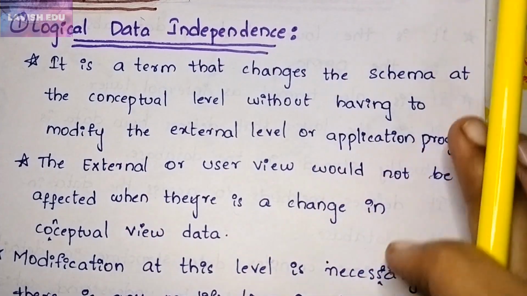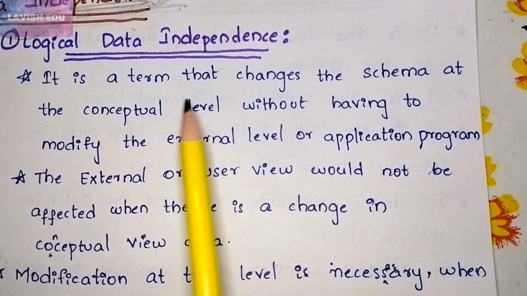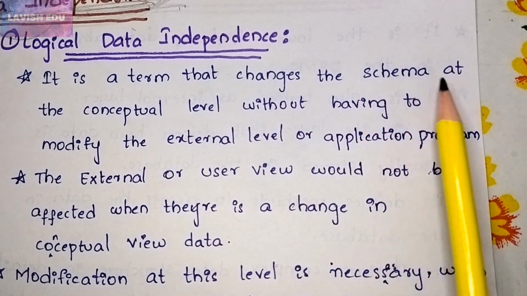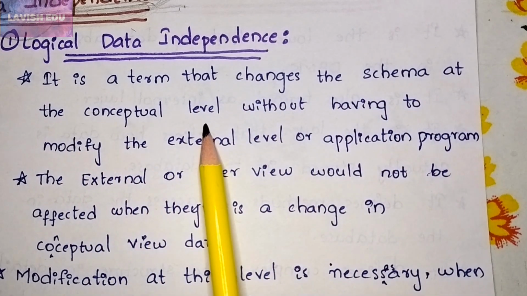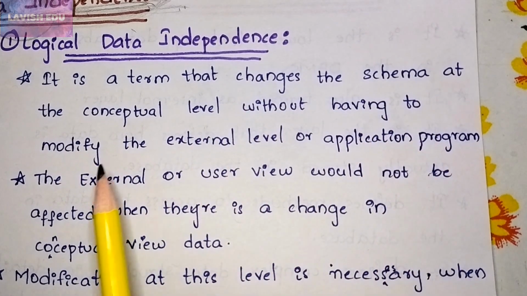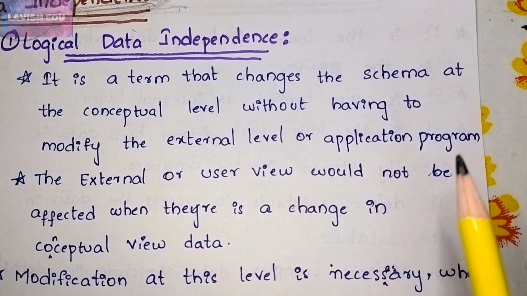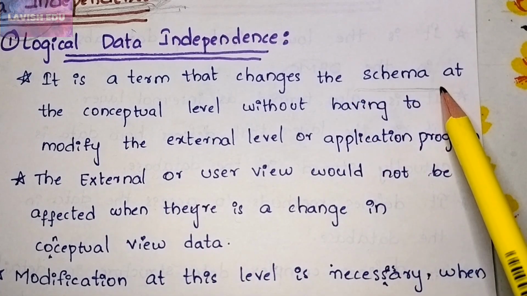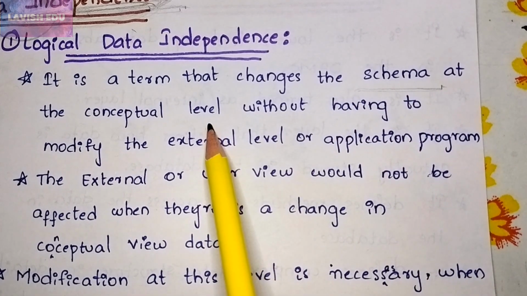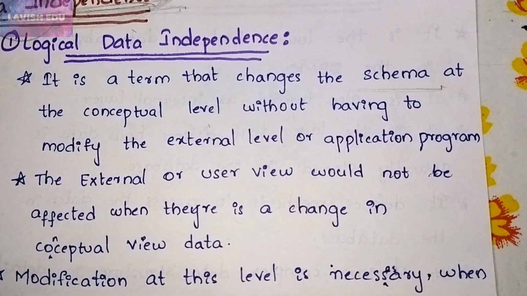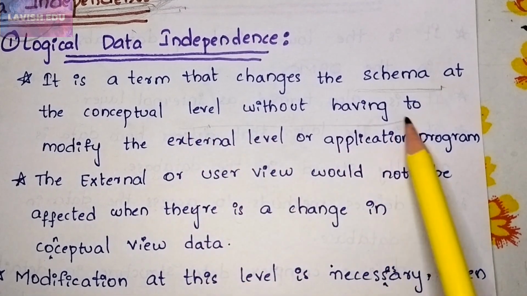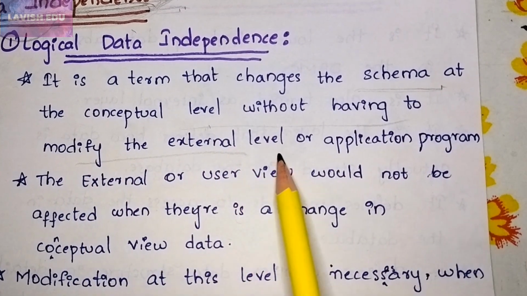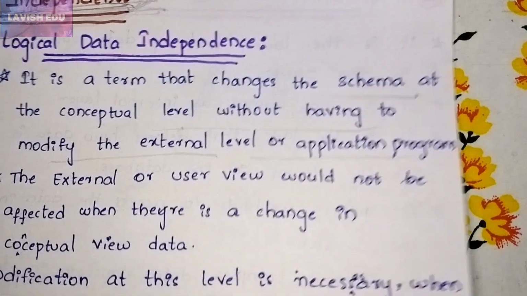Now, let's see one by one what logical and physical data independence are. Okay, logical data independence is the ability to change the schema at the conceptual level, that is, at the logical level, without having to modify the external level or application program.